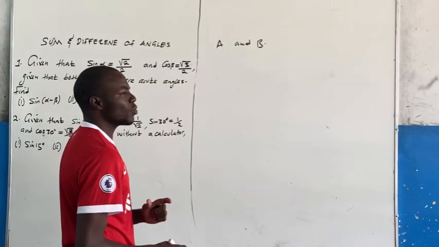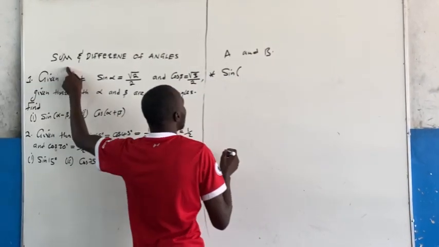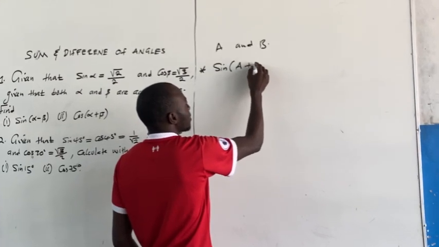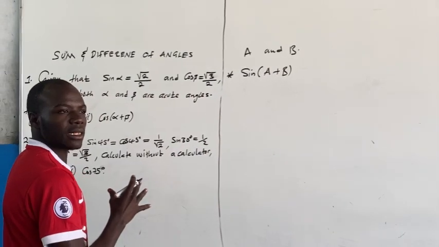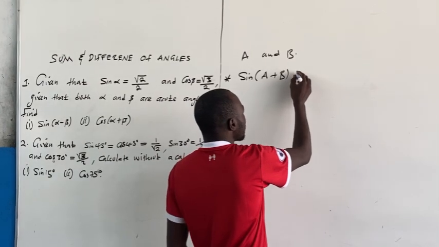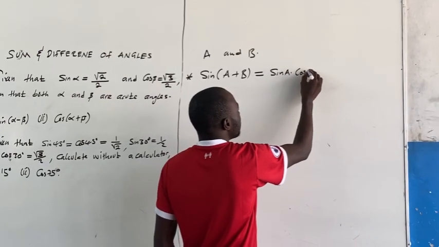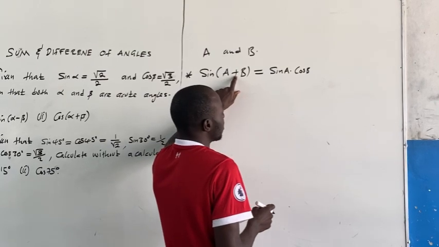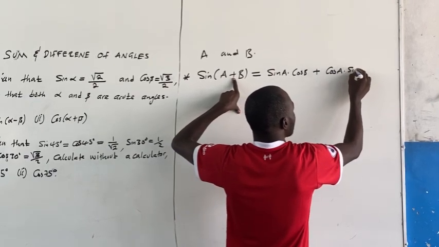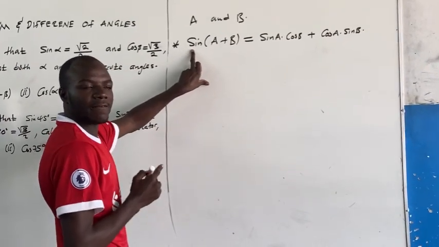When you are dealing with sine, let's start with sine. Here you have the sum, meaning you are adding these two angles. So let's say we have a sine function, then here we have A plus B. How do you expand the sum of two angles using the sine function? This is sine A times cos B. When you're doing sine there, the sine maintains. Since here we have plus, we maintain the plus sign. Then we come to cos A times sine B. This is how you expand the sum of two angles when you're dealing with the sine function.